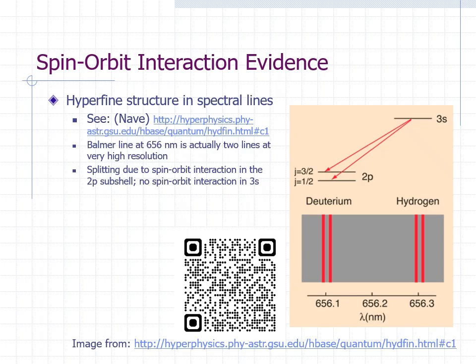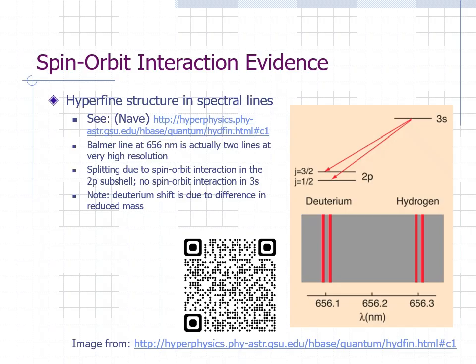It is also worth noting that an additional small shift can appear due to the presence of deuterium. This so-called deuterium shift arises not from spin-orbit interaction, but from a difference in reduced mass between hydrogen and deuterium. High-resolution spectroscopy reveals subtle splittings in atomic energy levels, providing strong experimental confirmation of spin-orbit interaction and the quantum mechanical description of angular momentum.